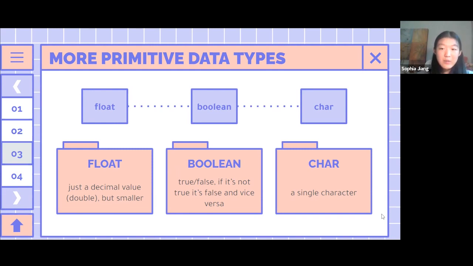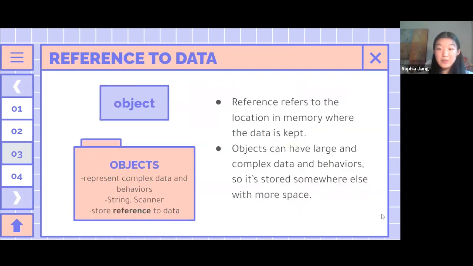So let's talk more about the reference to data. I mentioned it before, but this data is kept elsewhere, and the reference refers to the location in memory. And objects can have large and complex data and behaviors, so it's stored somewhere else with more space.